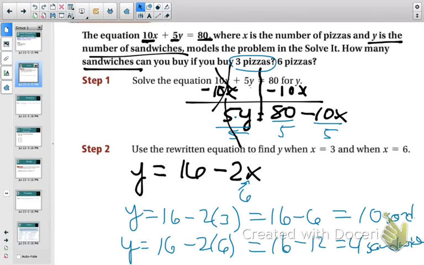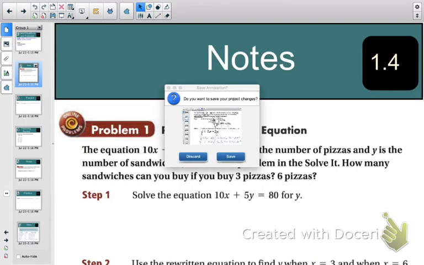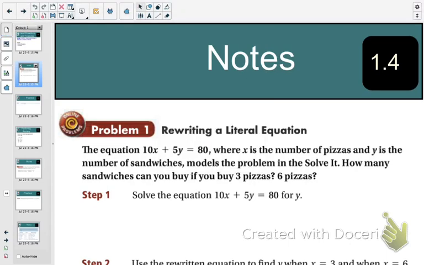So, literal equations, basically just things that are representing something else. Okay. So like this represents pizzas and sandwiches.